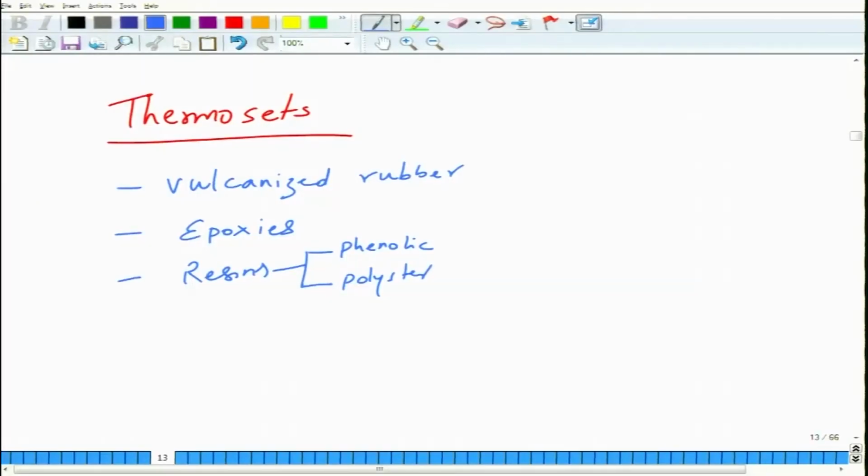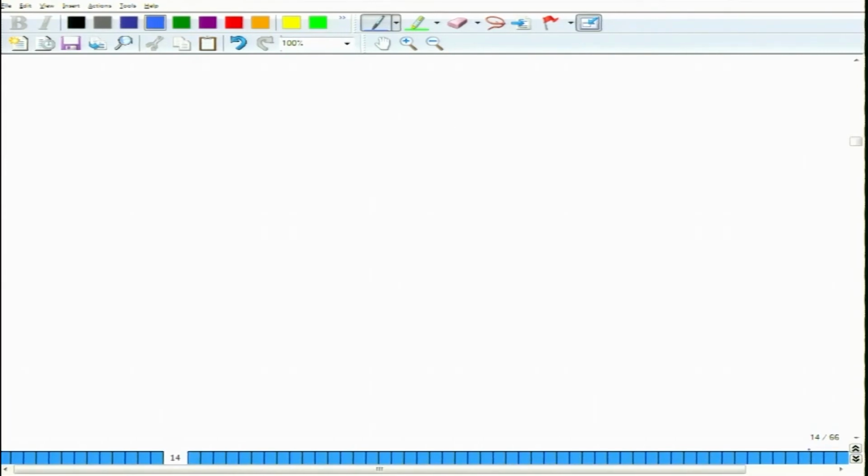Okay. Similarly, any epoxy, bakelite is another example. Bakelite is used in a lot of electrical applications. It can withstand high temperature, but it decomposes at high temperature rather than melting, it does not soften. So, these are some examples of thermosets.